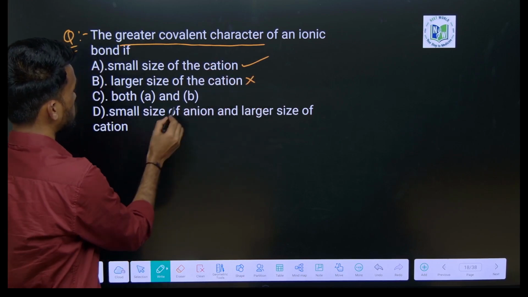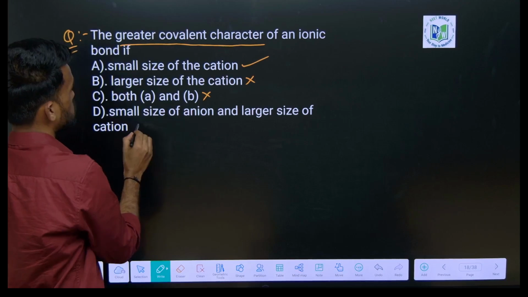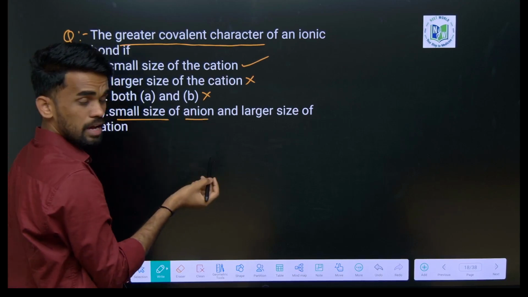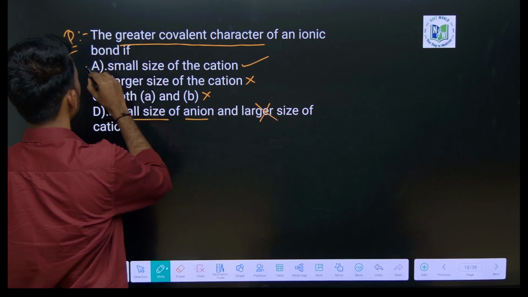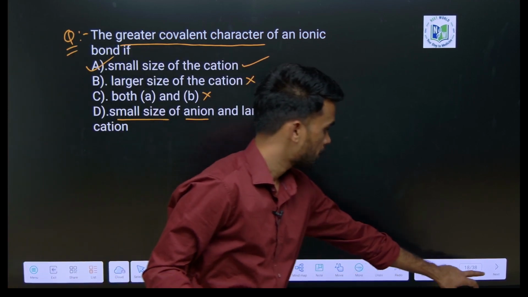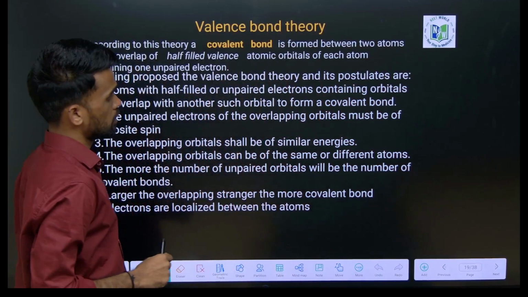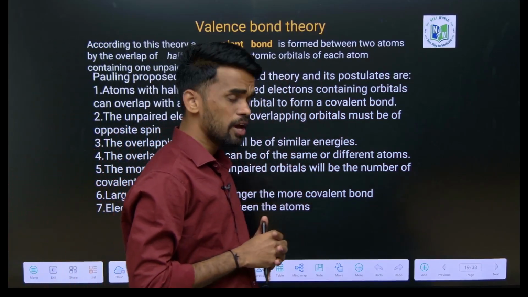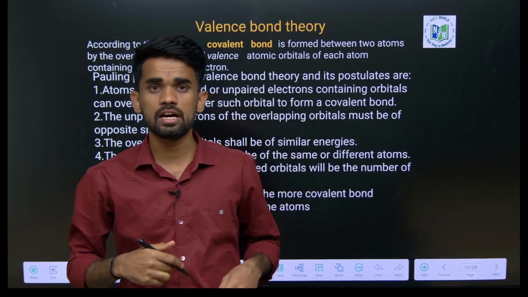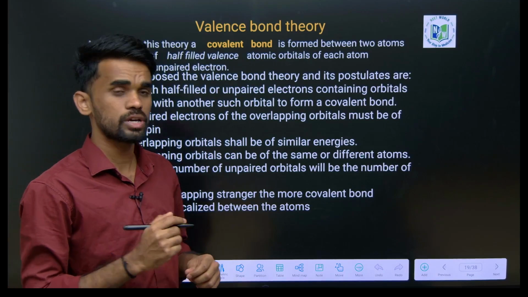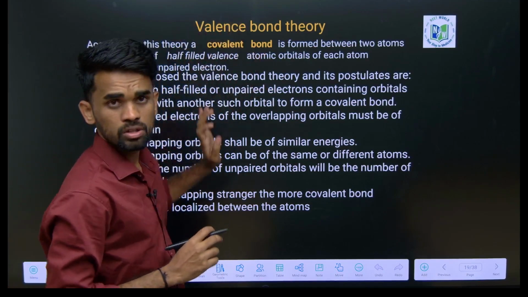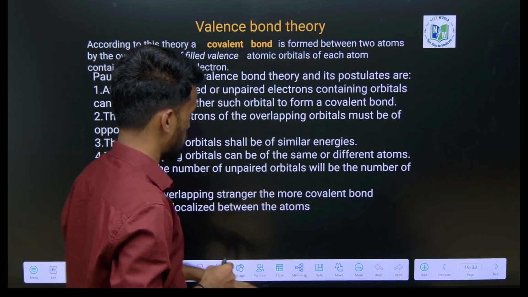The next, what about this one? Also no. Then small size of anion, no. Anion should be large size, cation should be small size. So this is also no. So only option 1. Next, that is about Fajan's rules. So you can solve a few more questions based on that particular topic, and if you have any doubts you can ask me. Let us discuss one more topic here.